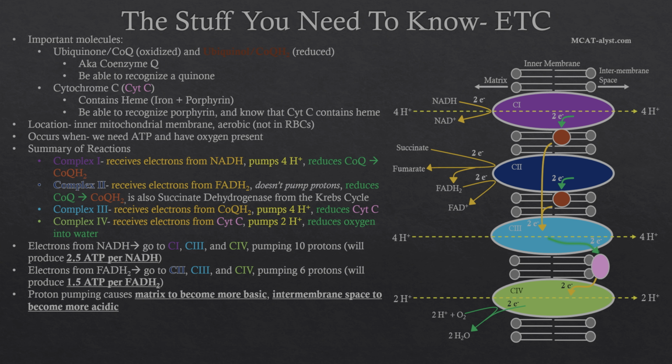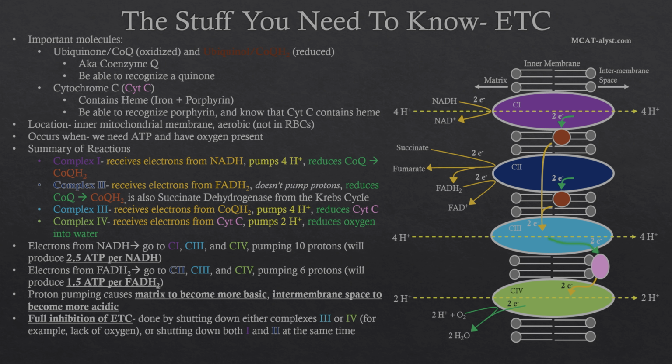To talk about how we can inhibit the electron transport chain, since that's an important topic for the MCAT, we can fully inhibit the electron transport chain. We can do this either by shutting down complexes 3 or 4. For example, if we shut down complex 3, we're going to have a buildup of ubiquinol, which is then going to inhibit complexes 1 and 2, fully shutting down the electron transport chain. We can also do the same thing, of course, with complex 4 as well.